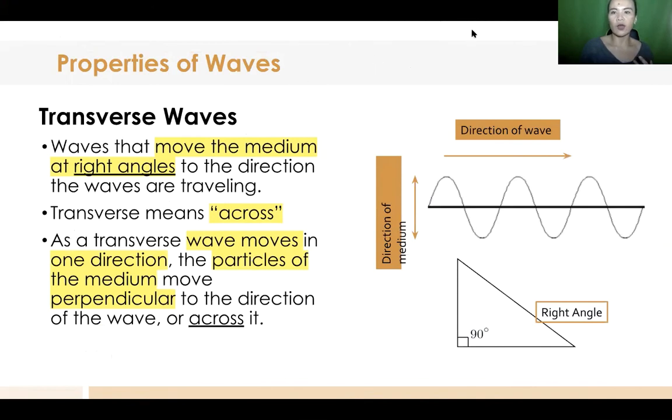So let's start first with the transverse waves. When you say transverse waves, the waves move the medium at a right angle to the direction the waves are traveling. Transverse means across. That's why the ocean waves are your transverse waves. As the transverse wave moves in one direction, the particles of the medium move perpendicular. Just look at this diagram. The direction of the wave is going to the right, and the direction of the medium is up and down, up and down. So that is the wave.